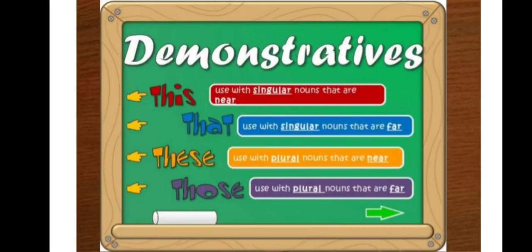See this? This you say for something that is very near to you. The things that are very near around you: this bag, this book, this pen. But you use that, the word that, for the nouns that are very far from you. They might not be very near to you, but they will be far from you. In such cases, you should use the word that: that bag, that book, that pen, and so on.